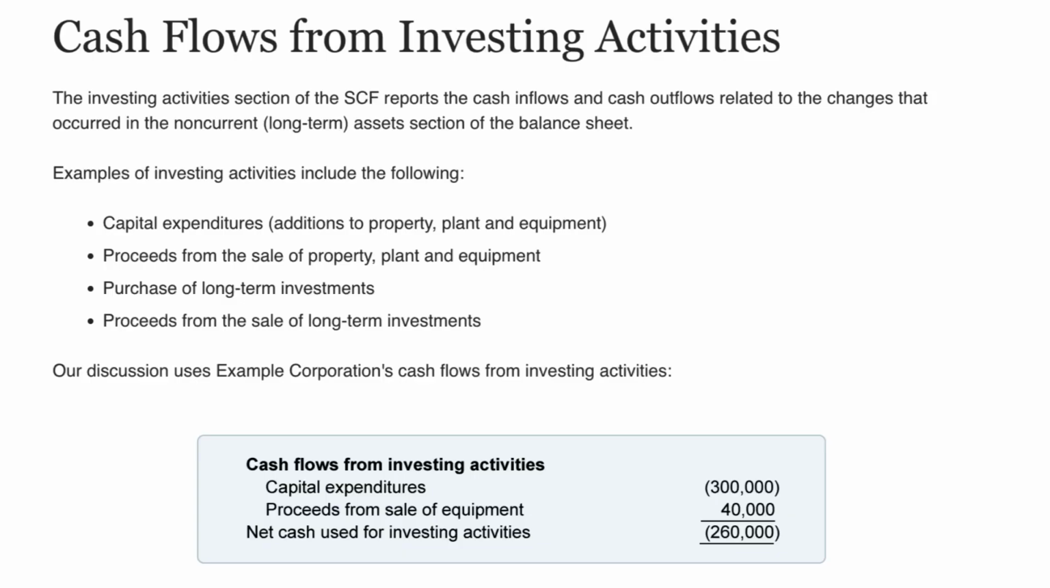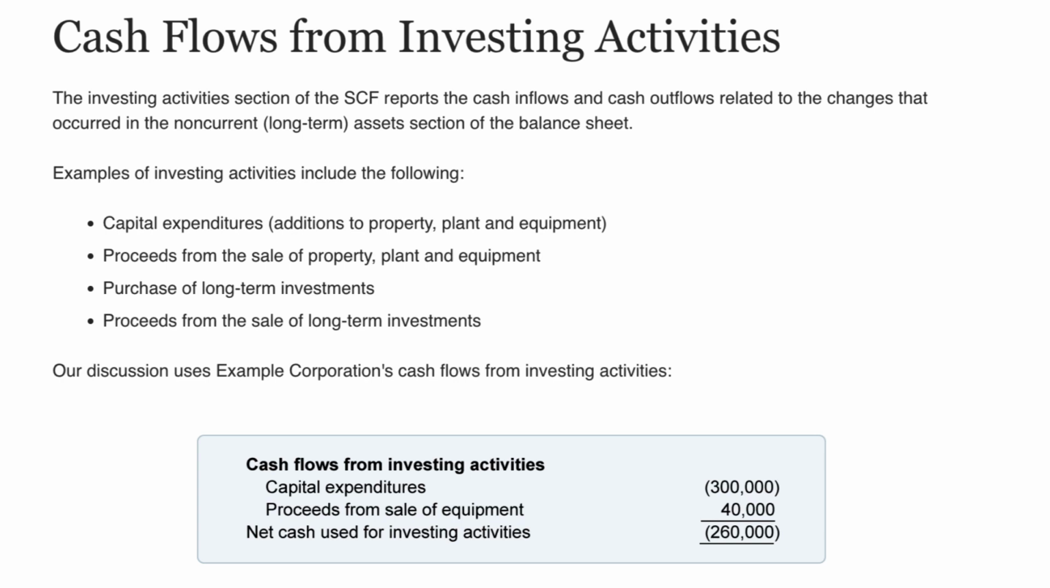Let's start. Cash flows from investing activities. The investing activities section of the SCF reports the cash inflows and cash outflows related to the changes that occurred in the non-current, long-term, assets section of the balance sheet. Examples of investing activities include the following: capital expenditures, additions to property, plant and equipment.